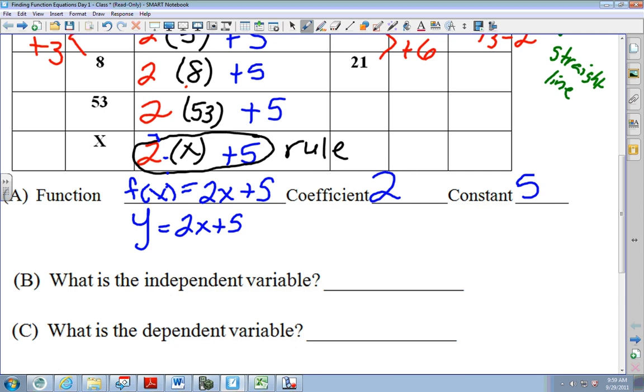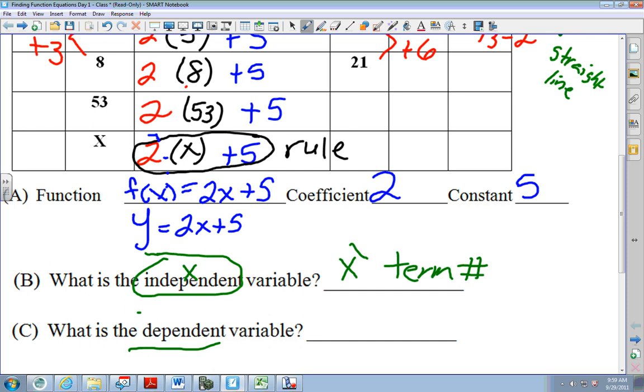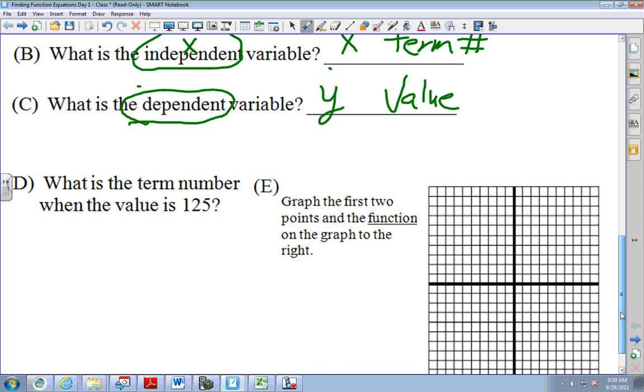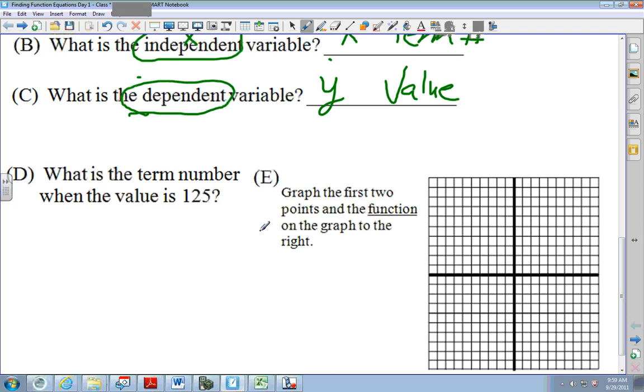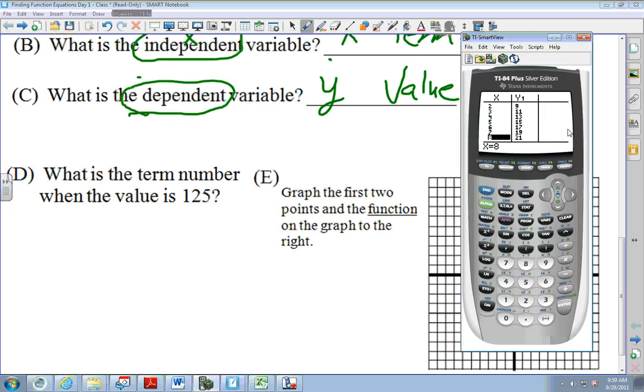Now, we already did that up there. Now, the independent variable right here, remember, is the x, which is the term number in your table. Dependent, right here, that's your y, which is in your value column. Now, it says what is the term number when the value is 125?